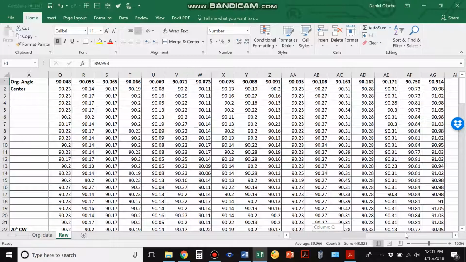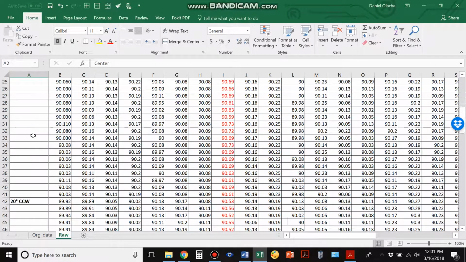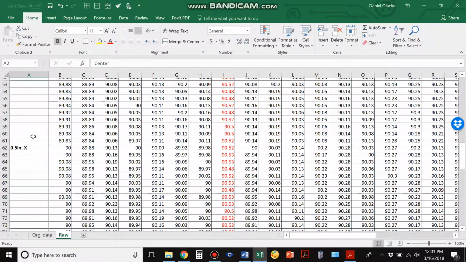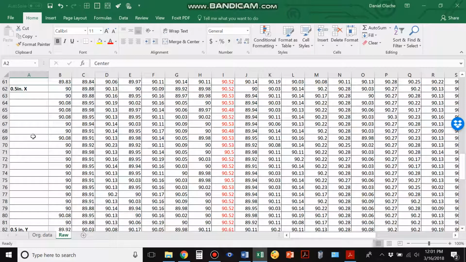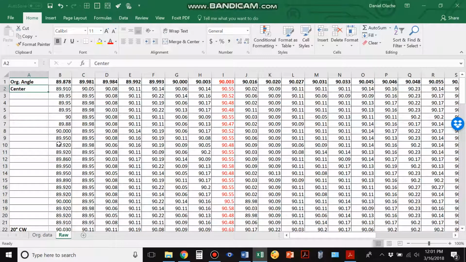So for all 32 samples, we have 100 data points for each sample. Just to recap, that's 20 different data points for each orientation. So there's center, I rotated the part 20 degrees in either direction, offset it in the X direction by 0.5 inches and in the Y direction by 0.5 inches. So it gives you 100 data points for each sample times 32 samples is 3,200 different data points.